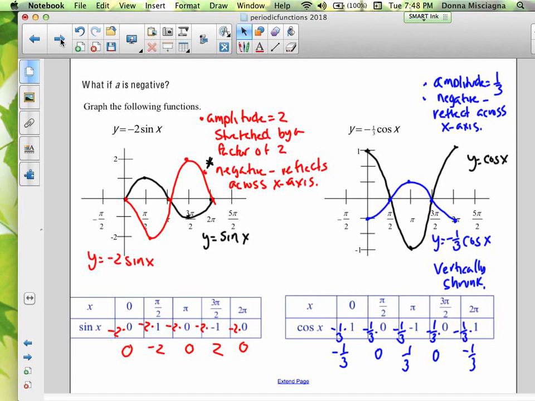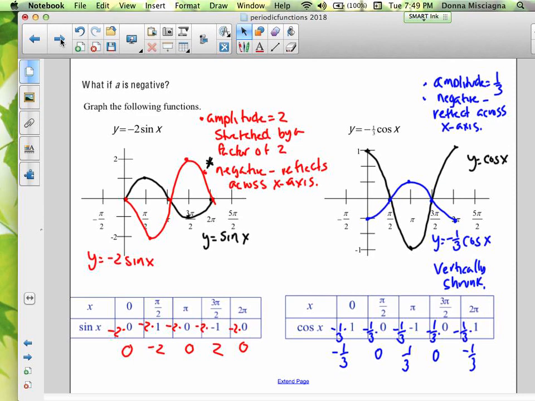But for y equals -2 cosine x, the amplitude is still going to be 2. It's just reflected. So the black graph is y equals sine x. The red graph is y equals -sine x. And all of our y values have been multiplied by -2. So by simply multiplying the normal y values for y equals sine x by -2, you get the graph of y equals -sine x.